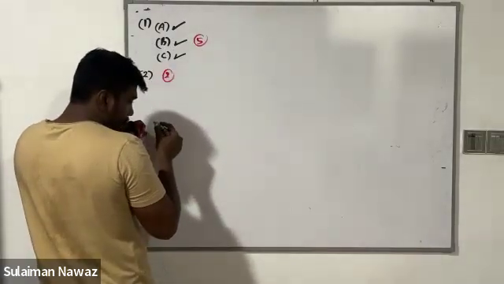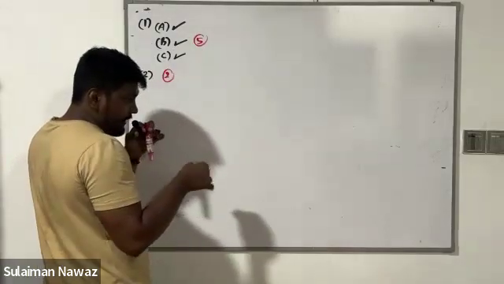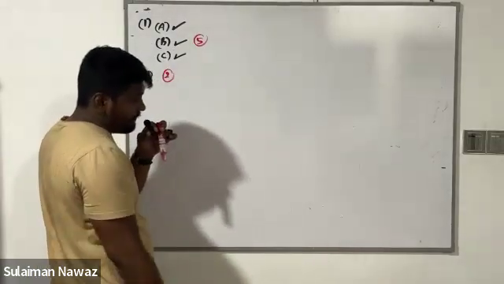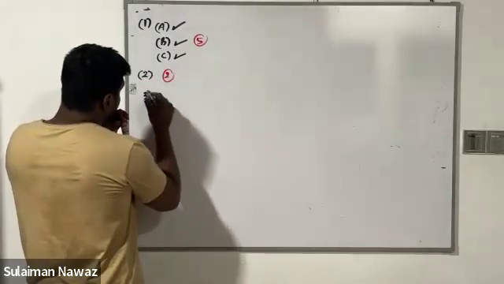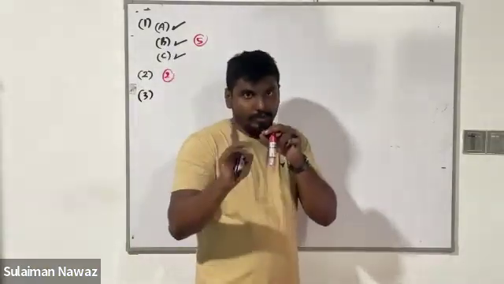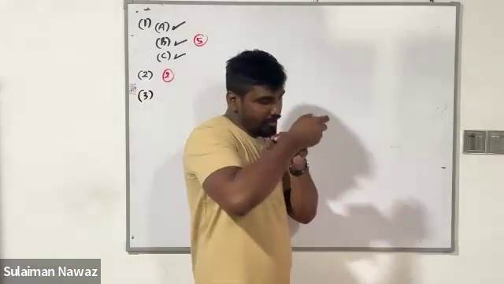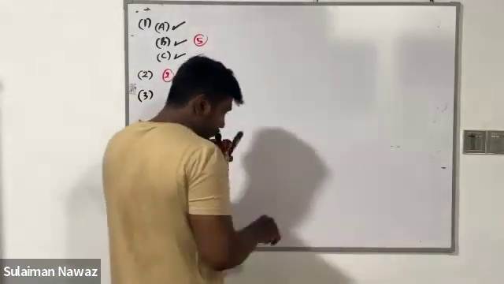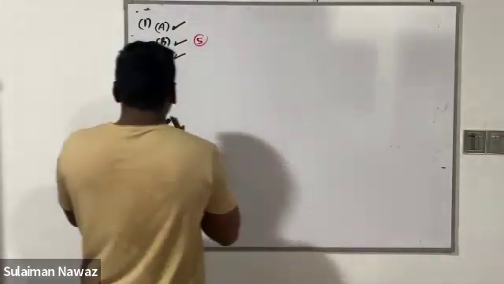Third one, which of the following physical quantities is a vector? Energy, speed, pressure, angular momentum. Answer is the fourth one. Angular momentum is a vector, but you don't know what angular momentum is yet. You will learn in rotational motion revision. Angular momentum is a vector. Third one, answer is fourth one.